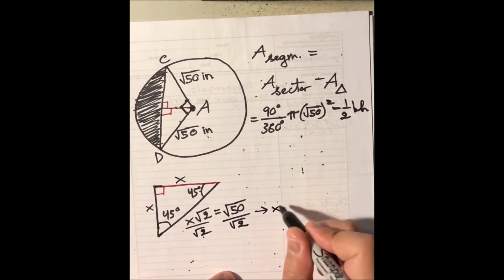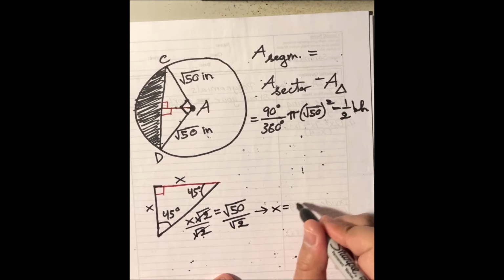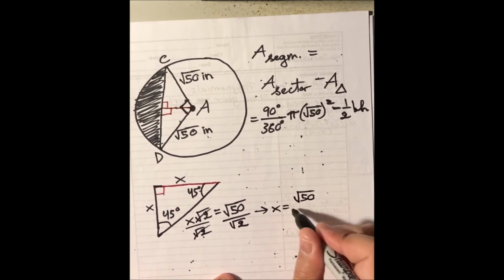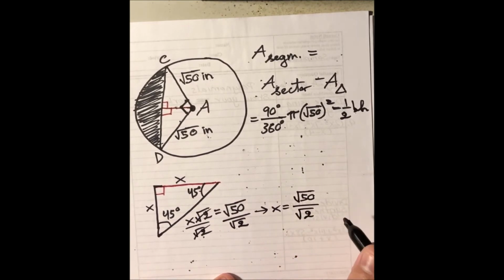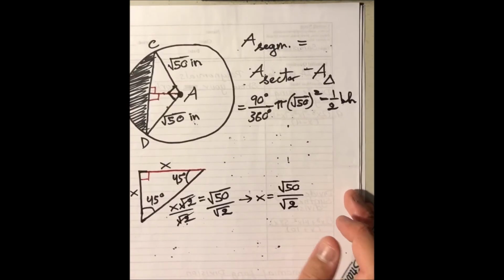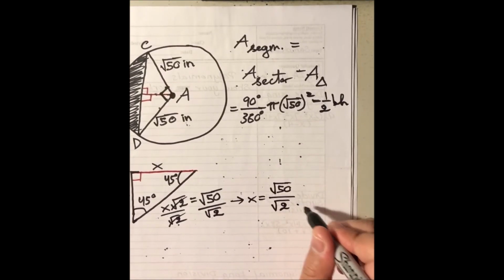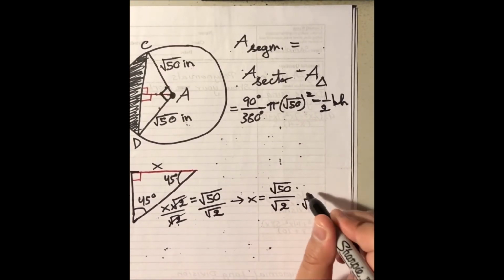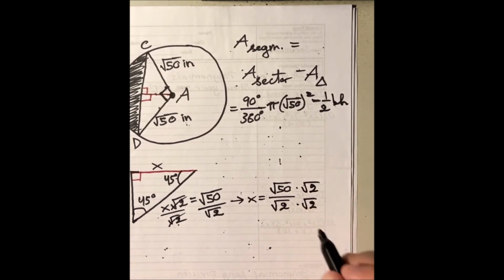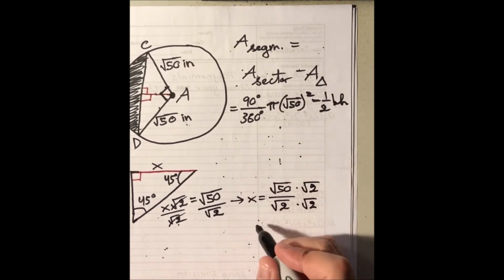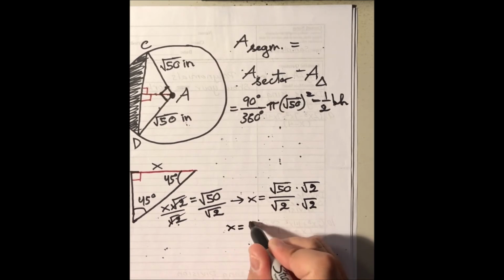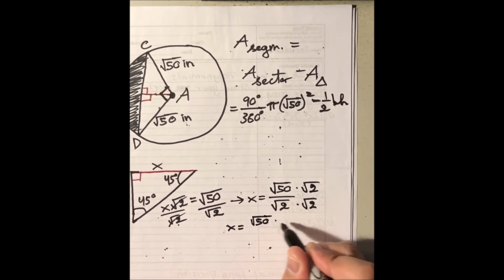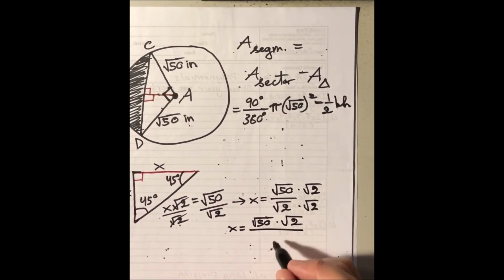We know that x is equal to square root of 50 divided by square root of 2. Rationalize the denominator by multiplying both the denominator and the numerator by the denominator, square root of 2. We're going to have x equal to square root of 50 times square root of 2 over, well, square root of 2 times square root of 2 is just going to be 2.